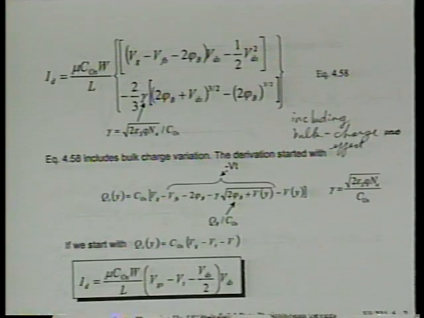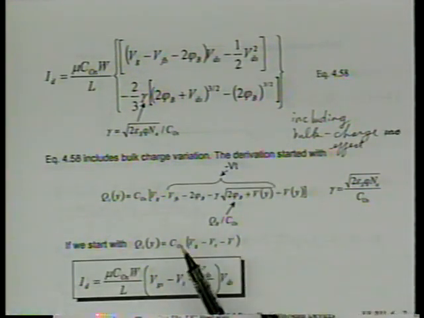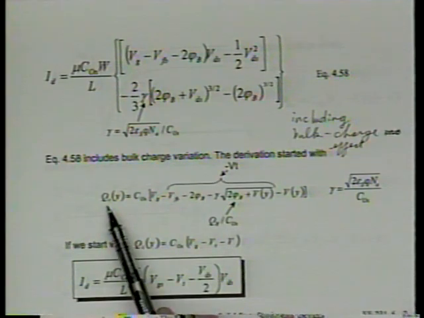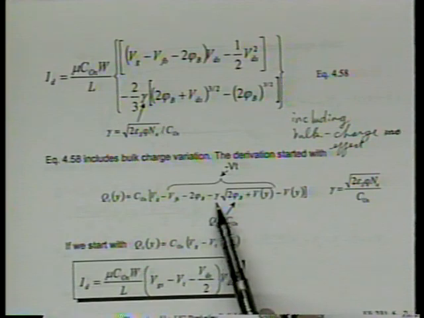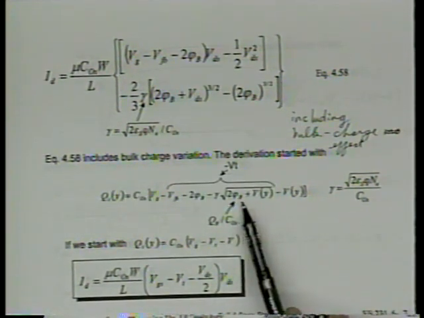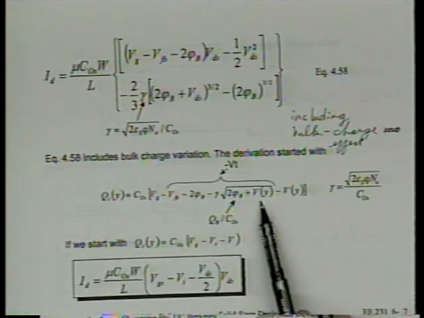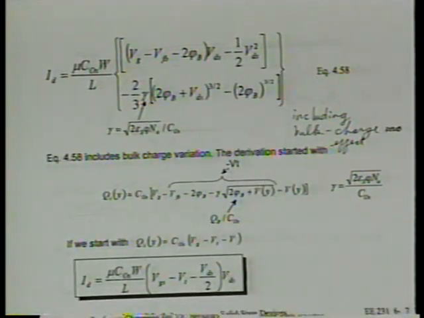In order to get to this, you may remember what you did is you started this IV derivation using this equation. You said Qi is equal to Cox times Vg minus VFB minus 2 phi B minus gamma times the square root of 2 phi B plus V, the potential in the channel, minus the channel potential. If you use this to begin with, you end up with an equation like that.